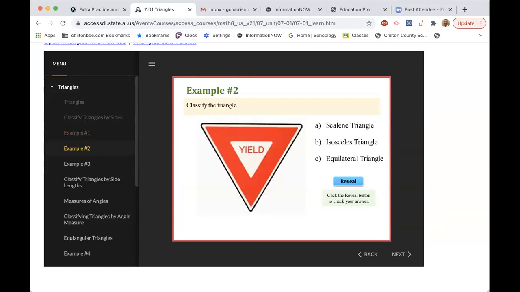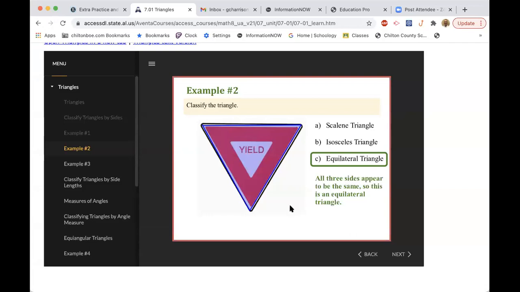Think about your answer to this one. This appears to have 3 equal sides, which means you have 3 equal acute angles. Looks to me like an equilateral triangle. All 3 sides appear to be the same, so this is an equilateral triangle.